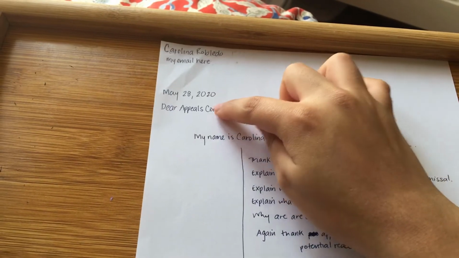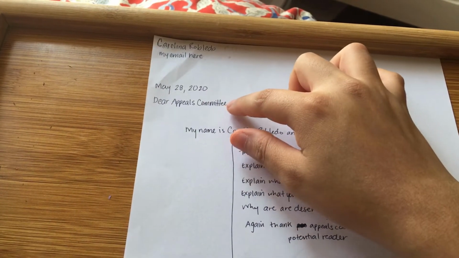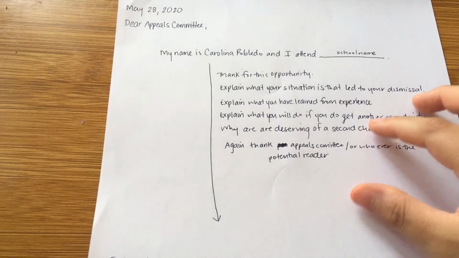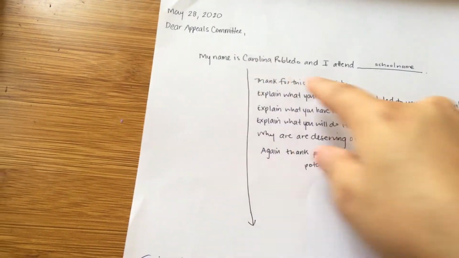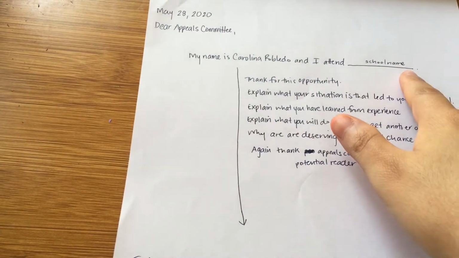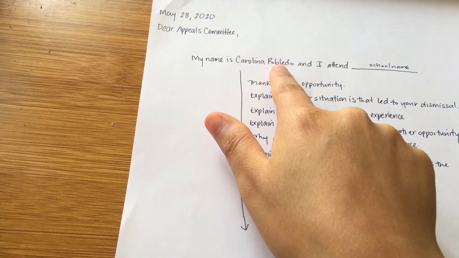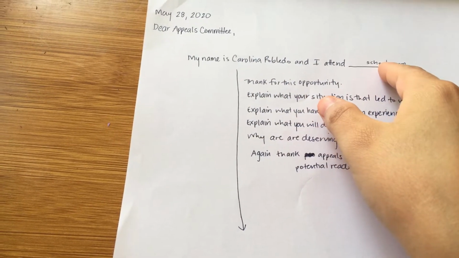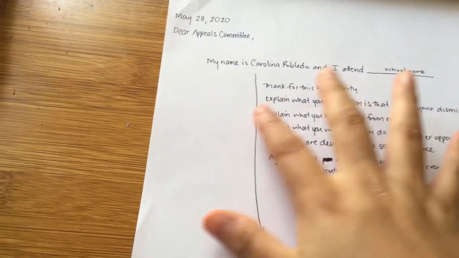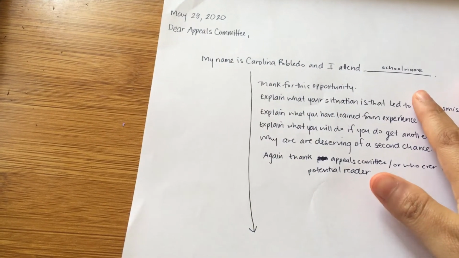I don't know if that applies to you. It just did for my school. Okay. I started off my letter, I indented, and then this is how I started it. My name is Carolina Robledo, and I attend West Coast University. And that is how I started.